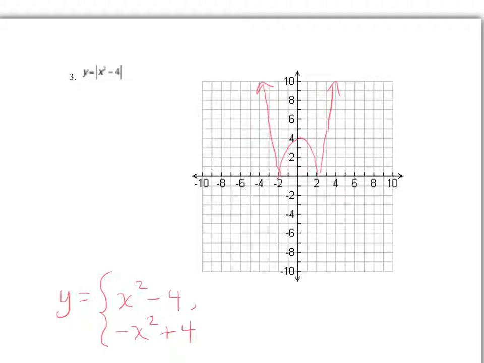Which means it's when x is less than negative 2 or x is greater than 2. So I'm just gonna write that like that. It's x squared minus 4 when x is less than or equal to negative 2, or x is greater than or equal to 2.